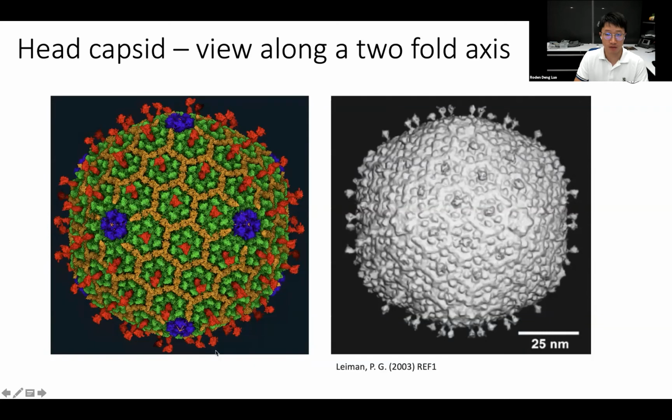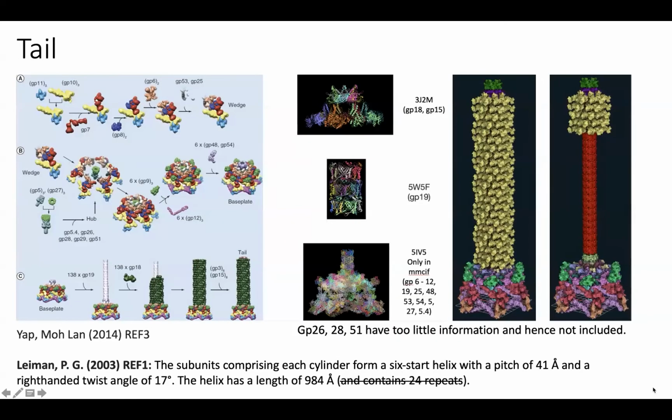This is a comparison between the model and the EM image. It looks almost the same. Now we move to the tail. At first look, the tail is really stunning and intimidating to model, as it contains many different building blocks, as shown on the left figure.